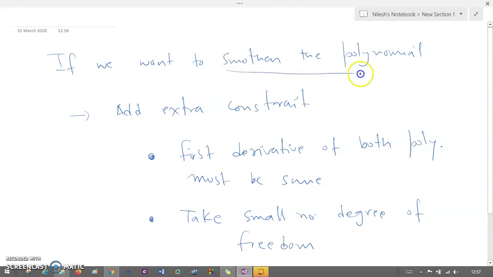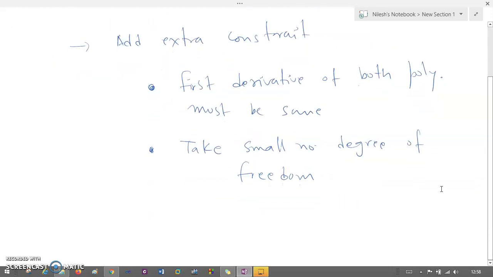So now this is the thing: if my piecewise polynomial gives you a discontinuity, then that discontinuity is resolved, and now we are putting an extra constraint to smoothen our polynomial, because my graph was not so smooth, right? And to smooth it, we have these two constraints: the first derivative of both polynomials must be the same, and take a small number of degrees of freedom. And now if you see the graph, your graph now looks like this. I'm not actually drawing any data points here, but understand that there are data points.